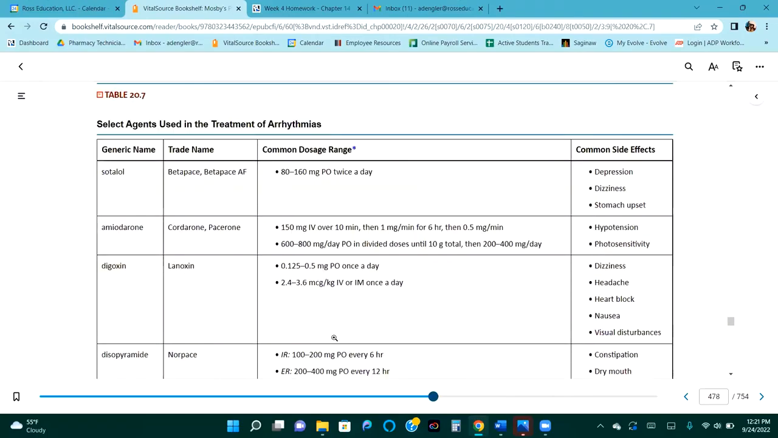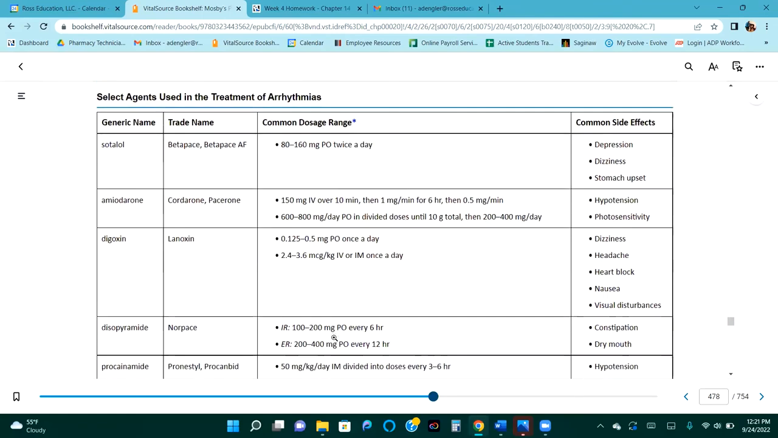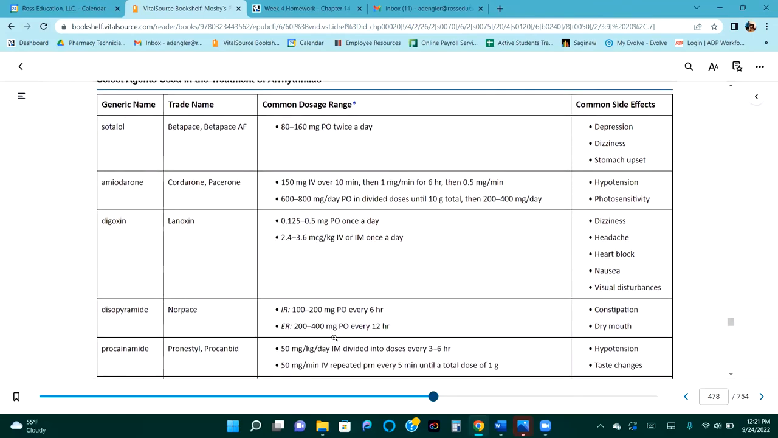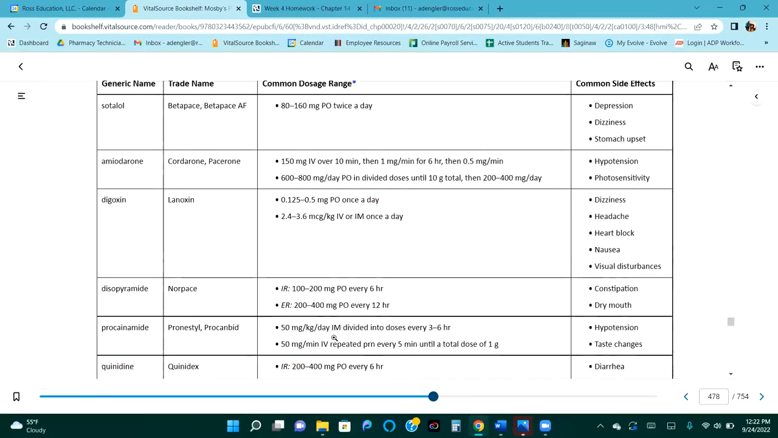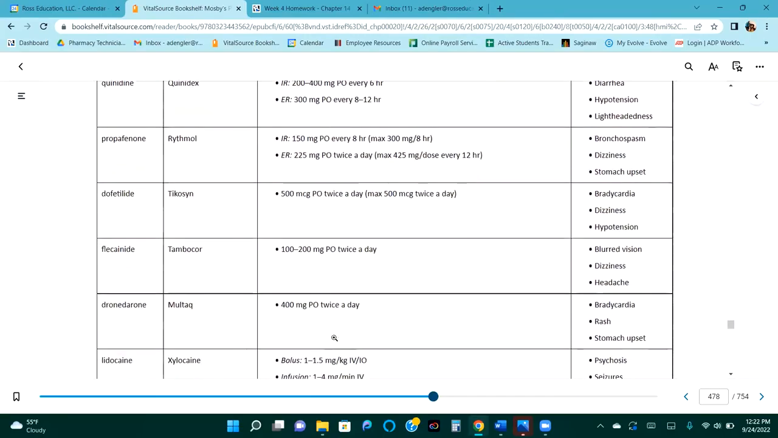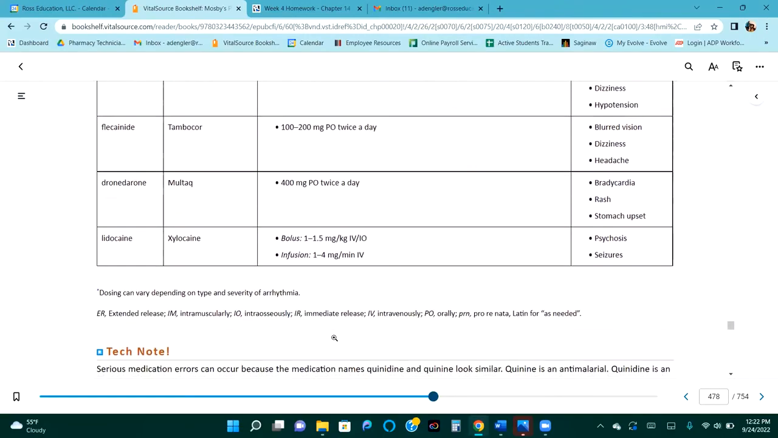Table 20.7 lists select agents used in the treatment of arrhythmias. Betapace, the name kind of goes along with what it's for. Cordarone, Pacerone, Lanoxin, Norpace, Rhythmol, another one that kind of goes with it.